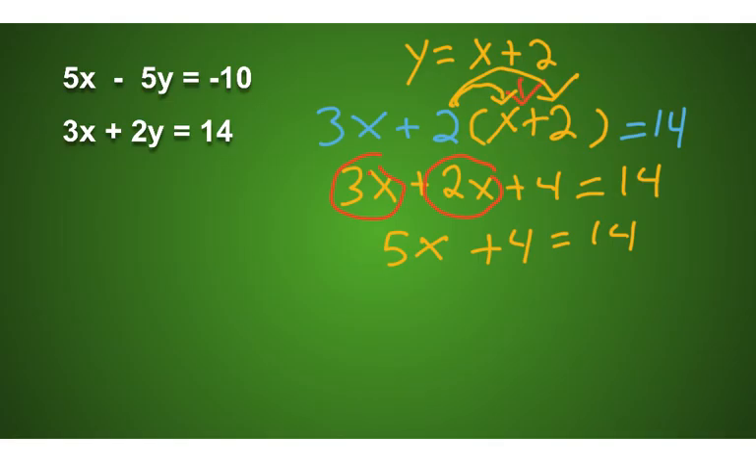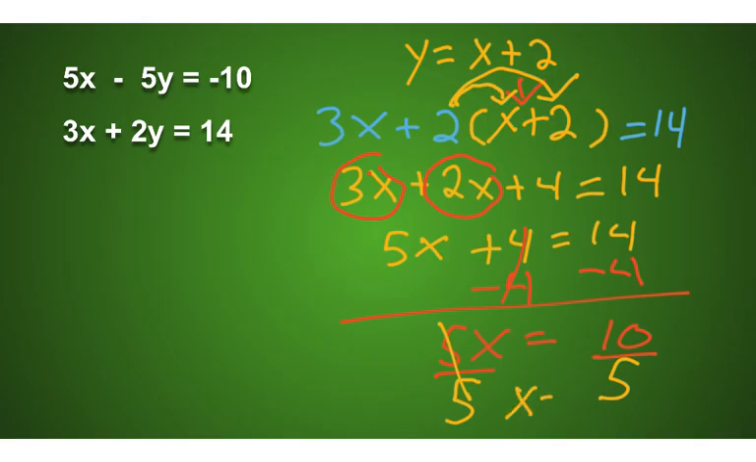I want to get rid of the addition first, so it's going to be minus 4 on both sides. Do something on one side, I'm going to do it to the other. Got to remember that. 14 minus 4 is 10. I'm left with 5x equals 10, and my last step is to divide by 5 on each side of the equation, and I'm going to be left with x equals 2.